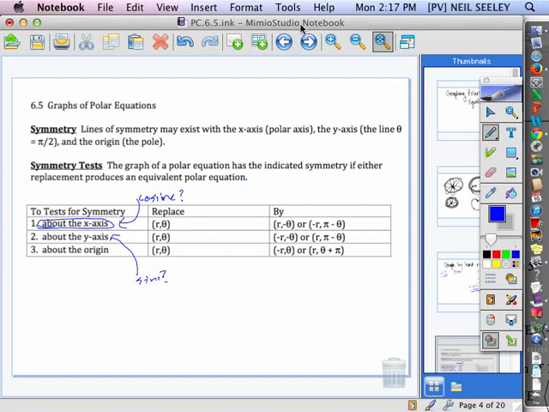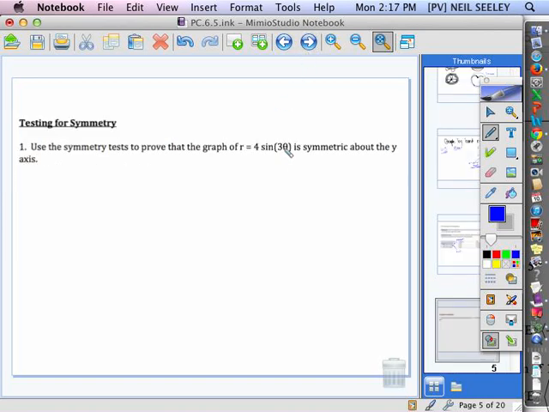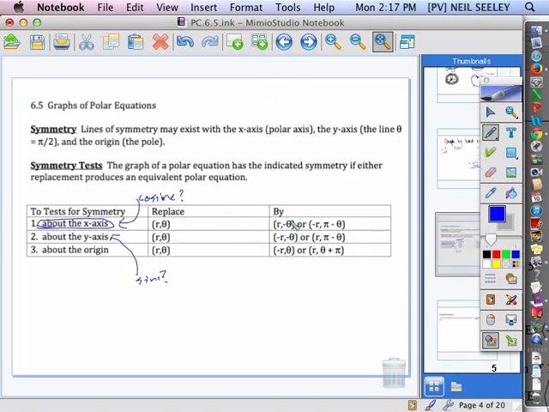Next little slide that I have: let's prove that 4 sine of theta is symmetric about the y-axis. Because it's a sine, it seems that sine is symmetric about the y-axis. There's a way to prove it by this table on the other side. To prove y-axis symmetry, if we input negative r and negative theta, your polar equation stays the same. That's written up above too.